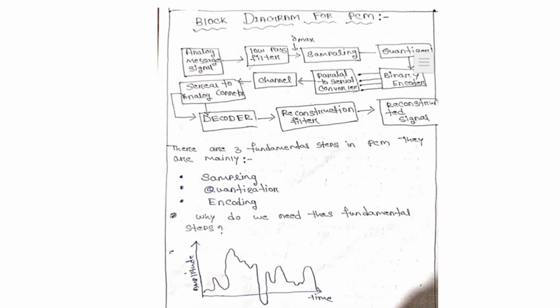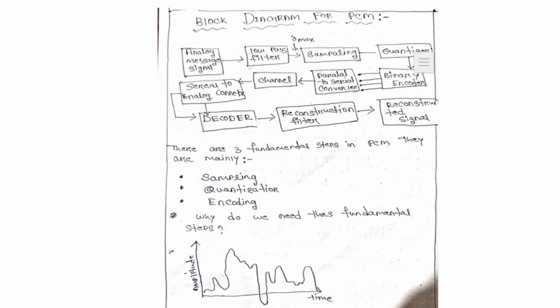The block diagram of PCM. Analog message signal to low pass filter, then sampling, then quantizer, then binary encoder, then parallel to serial converter, then channel, serial to parallel converter, then decoder, then reconstruction filter, and the reconstructed signal.